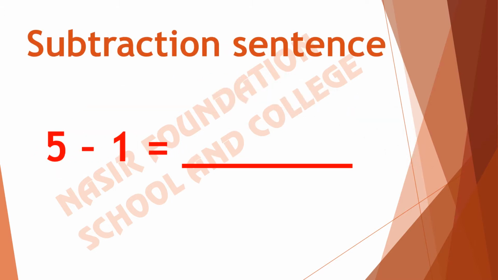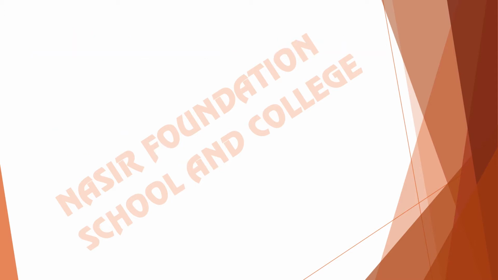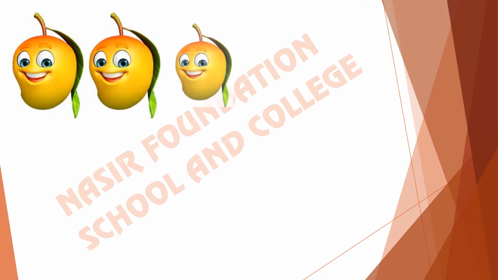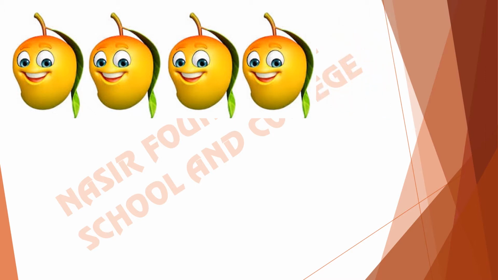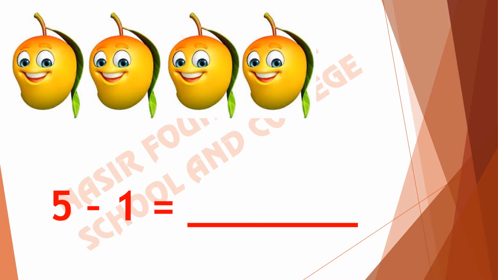Here we have this subtraction sentence. We have to subtract 1 from 5. Now count the shapes. 1, 2, 3, 4, 5. Out of 5 we have to subtract 1. If we take away 1, how many mangoes are left? 1, 2, 3, 4. Its subtraction sentence is 5 minus 1. And how many mangoes are left? 4. It means if we subtract 1 from 5, we are left with 4.